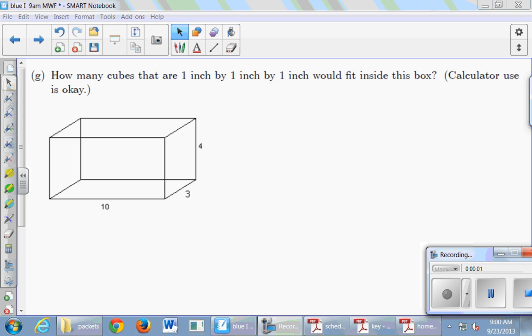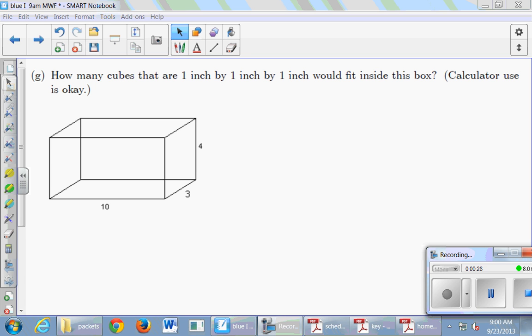So this problem had a shoebox type thing, and it was 10, I don't know, feet by 3 feet by 4 feet, and it said find the volume. And then there were a whole bunch of problems related to this box. This was in the green packet, by the way. Then it said how many cubes that are 1 inch by 1 inch by 1 inch would fit inside this box. And this was a problem that a lot of people were stumped by a couple of classes ago. So I just wanted to talk about it as an entire class right now.